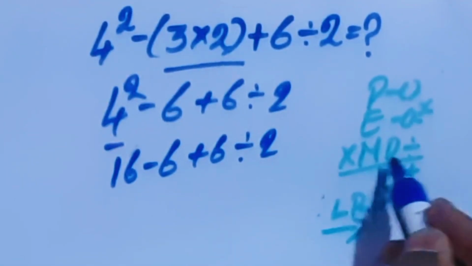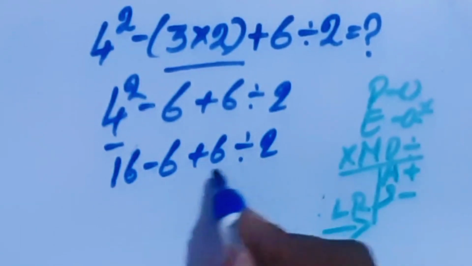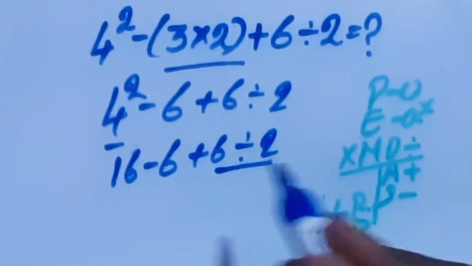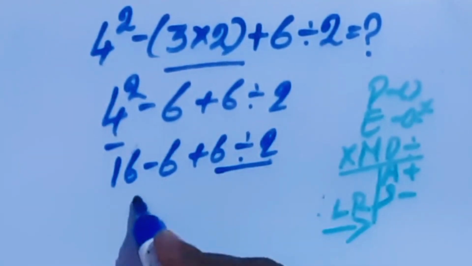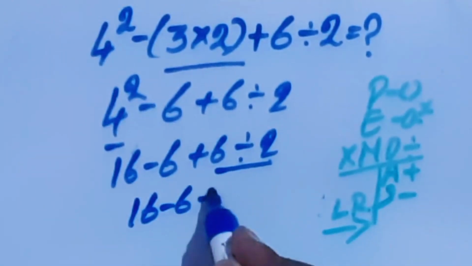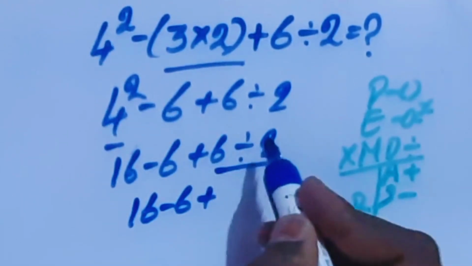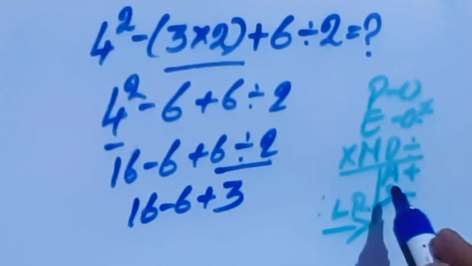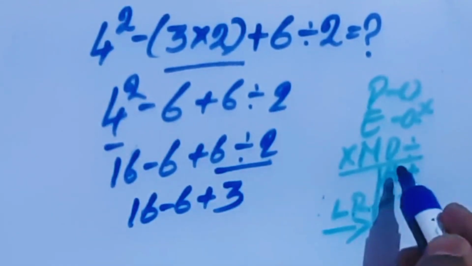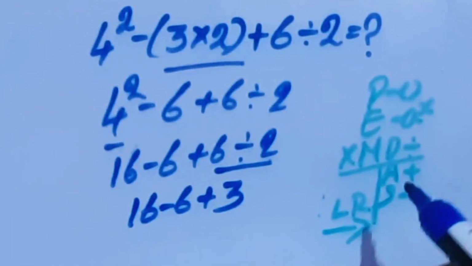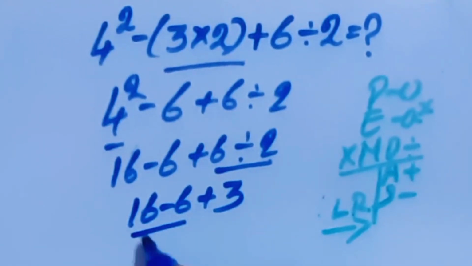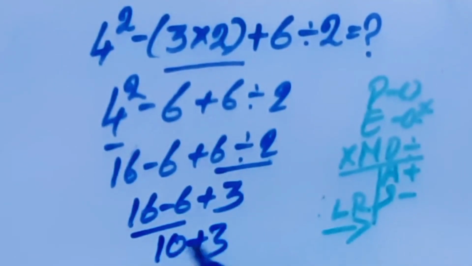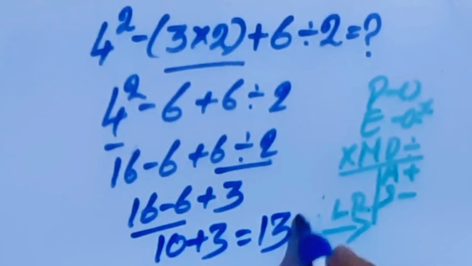Here, the next priority is multiplication and division. We have division in this problem. We have to do this division before this addition and subtraction. So 16 minus 6 plus this 6 divided by 2 is 3. Here we have subtraction and addition. Here, addition and subtraction are equal priority. For this we have introduced this left to right. Here, left to right is this one. 16 minus 6 is 10, plus 3. Here, 10 plus 3 is 13, which is the correct answer.